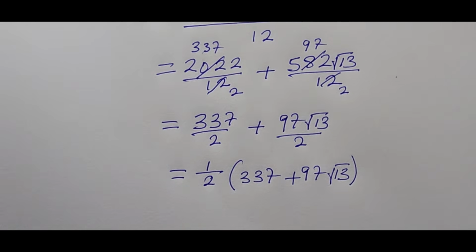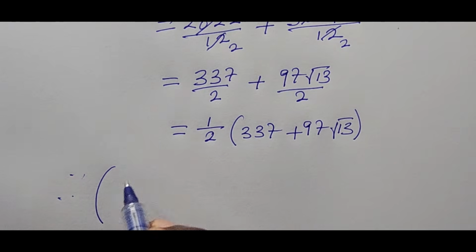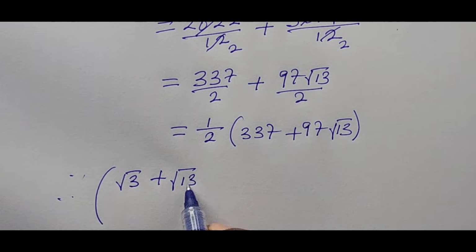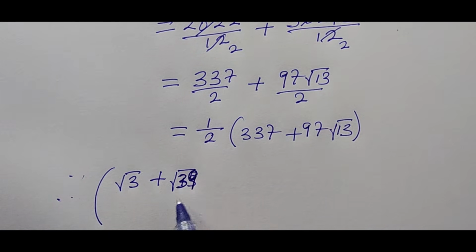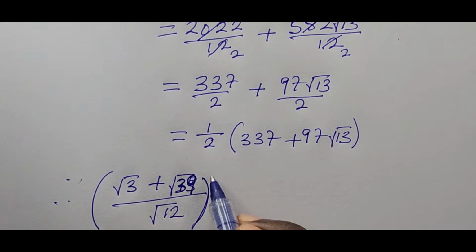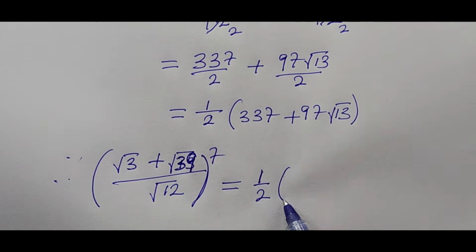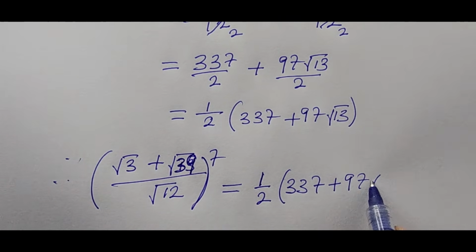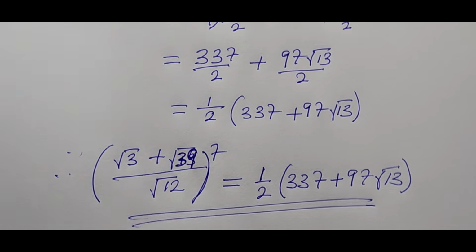So therefore, our bracket open root 39 plus root 39, all over root 12, all raised to the power of 7, without the use of calculator, will give us 1 all over 2 bracket 337 plus 97 root 13. Alright, so this is the third method.